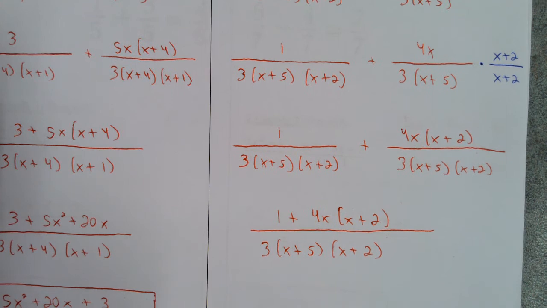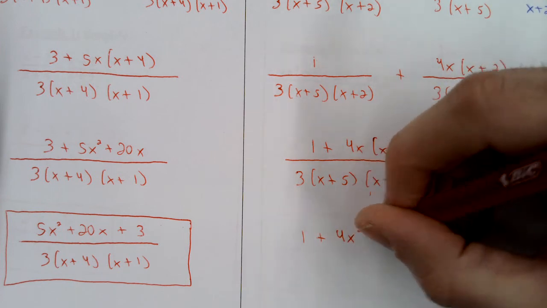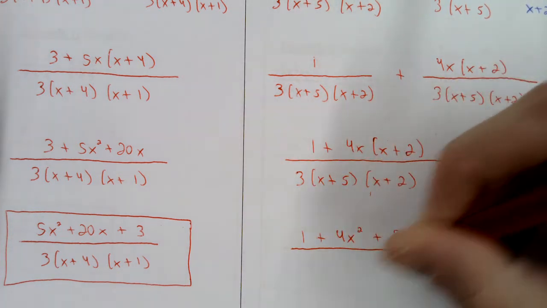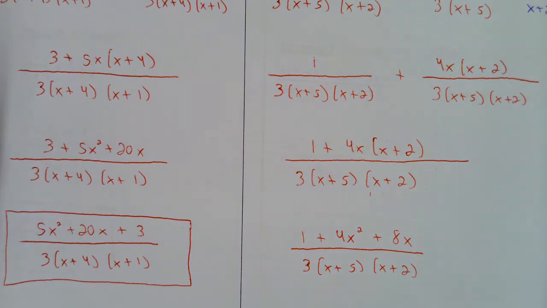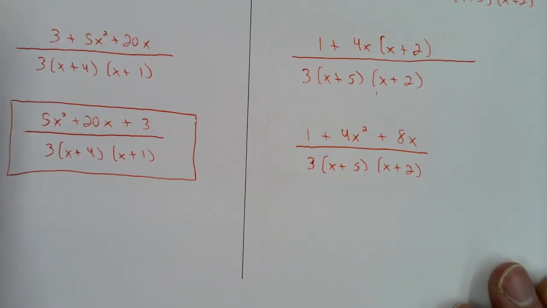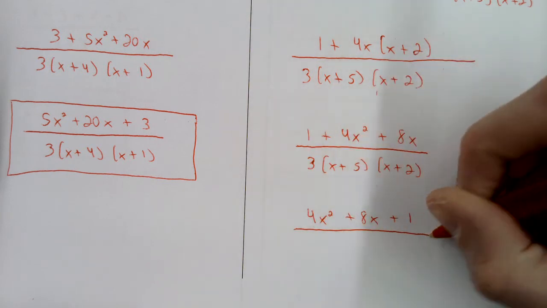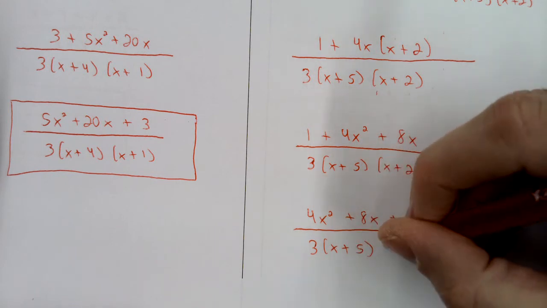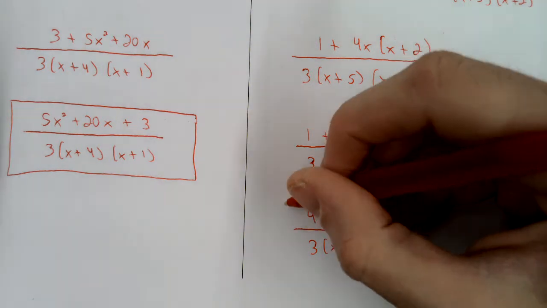Let's distribute in the numerator. 1 plus 4x squared plus 8x. I like to put the numerator in standard form so it looks nicer. 4x squared plus 8x plus 1. The denominator can stay like this. Let's see if we can factor the numerator some more. Can you find two numbers that multiply to 4 and add to 8? No. So this is the final answer.